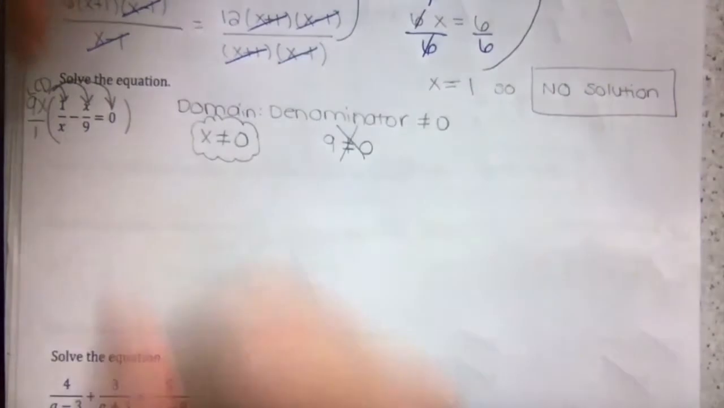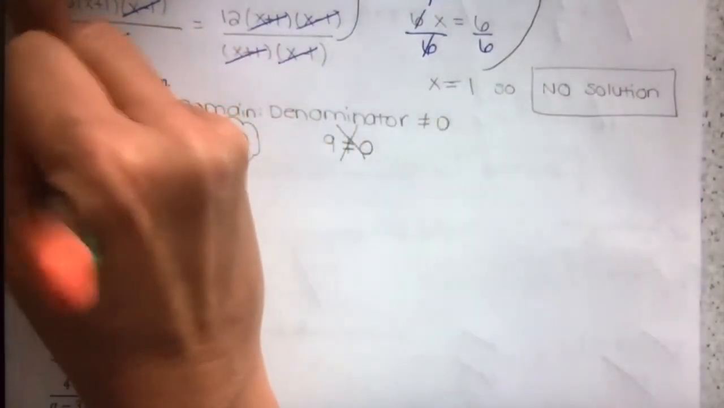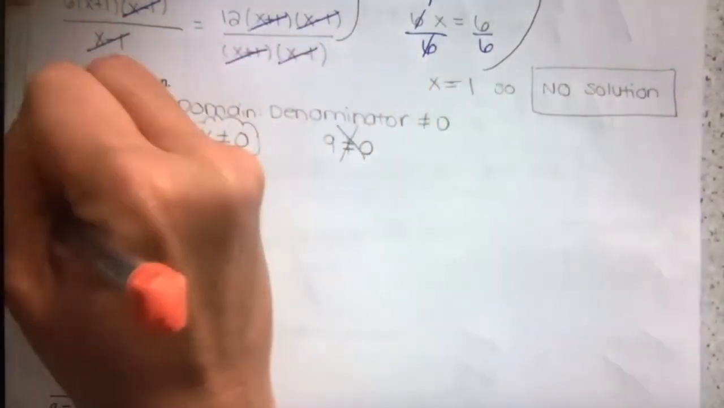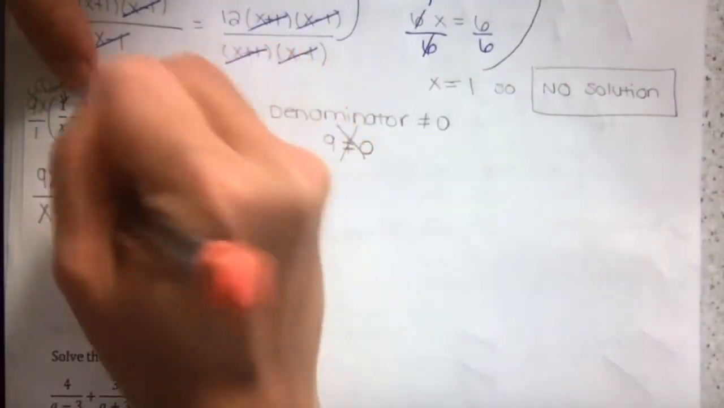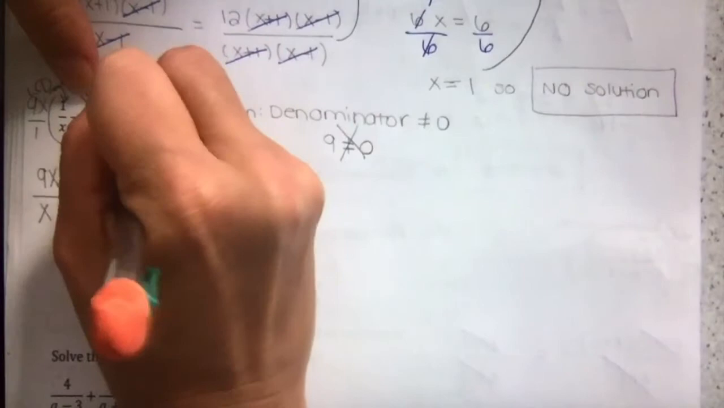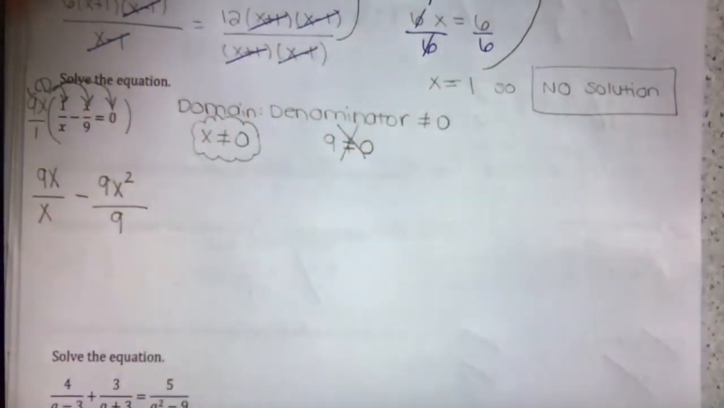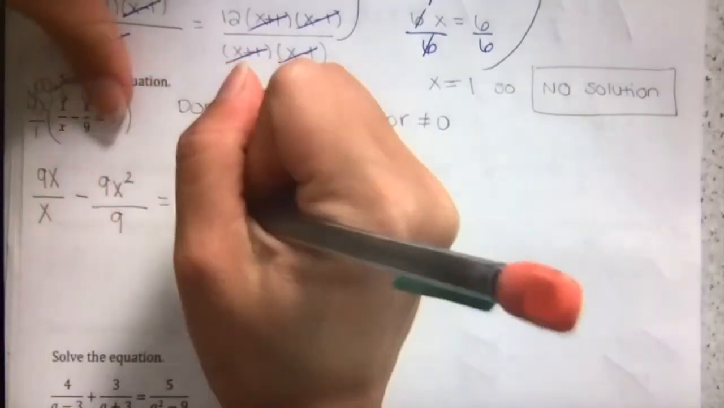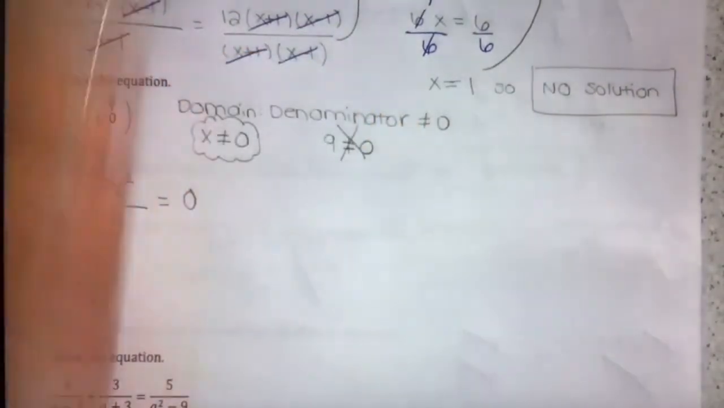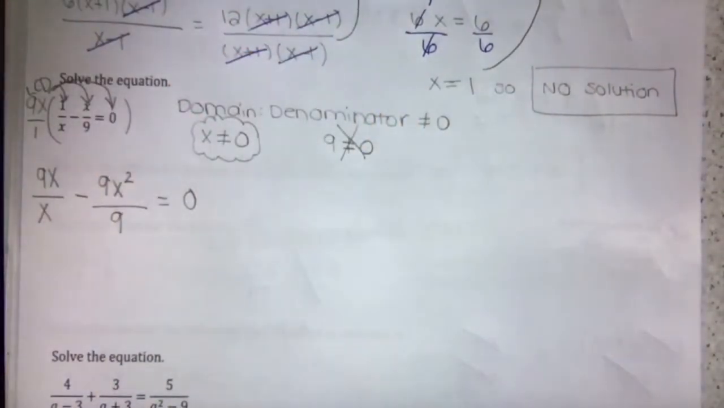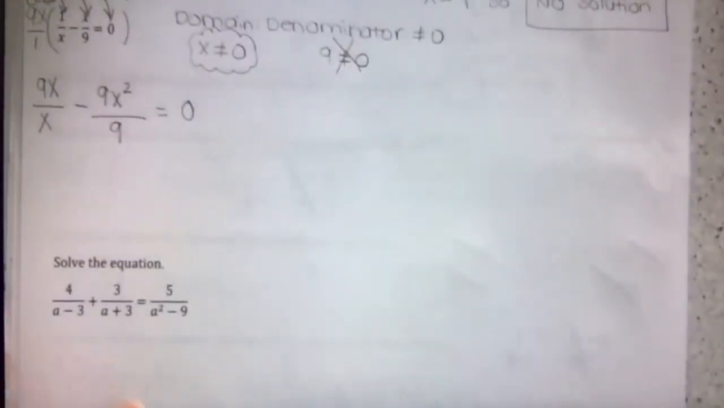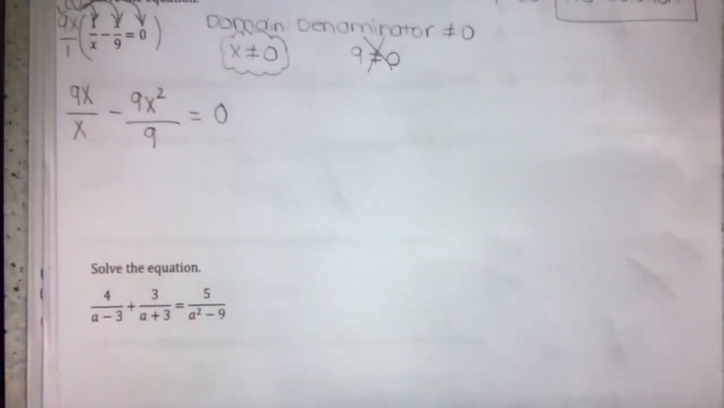So first one, 9x times 1 is 9x, all over 1 times x is x. Minus 9x times x, 9x squared, all over 1 times 9, which is 9. Equals 9x times 0, 0. So we distributed our LCD.